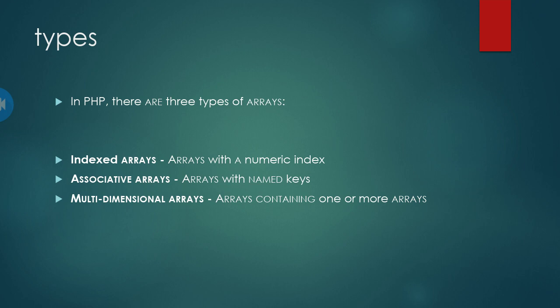Multidimensional. Multi means many, many arrays. An array containing one or more arrays. So when we have more than one array in a single array, or when we have multiple dimensions, this is known as a multidimensional array. So students, this is a very important question that you can get in MCQ form: in an associative array, how do we refer to arrays, whether with numeric values or with names?